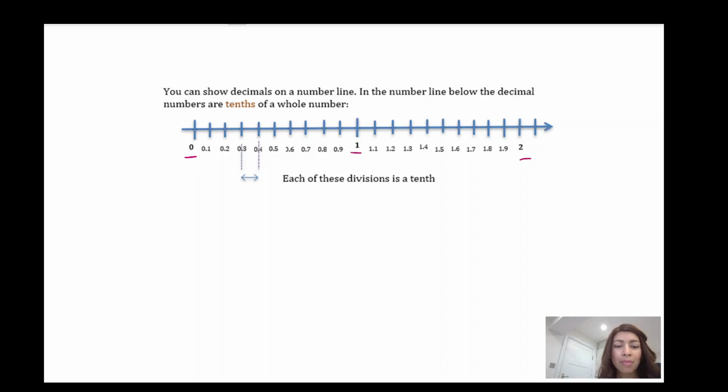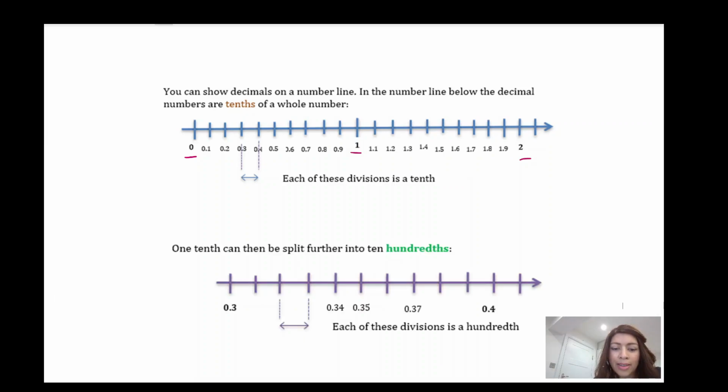Each of these tenths can then be broken down further into 10 hundredths. If we look at this number line, this tenth here has been further split out into hundredths. So you have 0.3 here and 0.4 here. And in between there, each of these divisions is a hundredth. So you have 0.31, 0.32, 0.33, 0.34, etc., all the way up to 0.4.